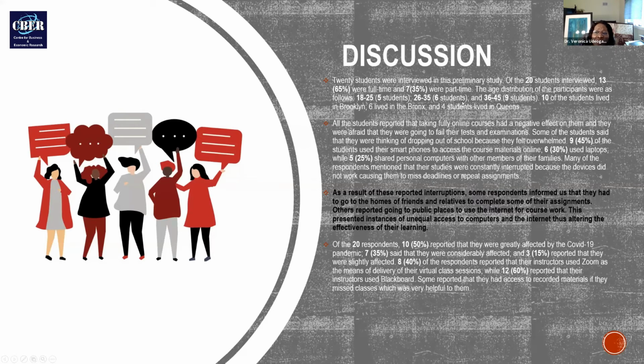20 students were interviewed in this preliminary study. Of the 20 students interviewed, 65% were full-time and 35% were part-time. The age distribution of the participants was as follows. Between the ages 18 to 25, we had 5 students. 26 to 35, we had 6 students. 36 to 45, we had 9 students. And 10 of the students were from Brooklyn, 6 lived in the Bronx, and 4 lived in Queens. So the heart of New York City.